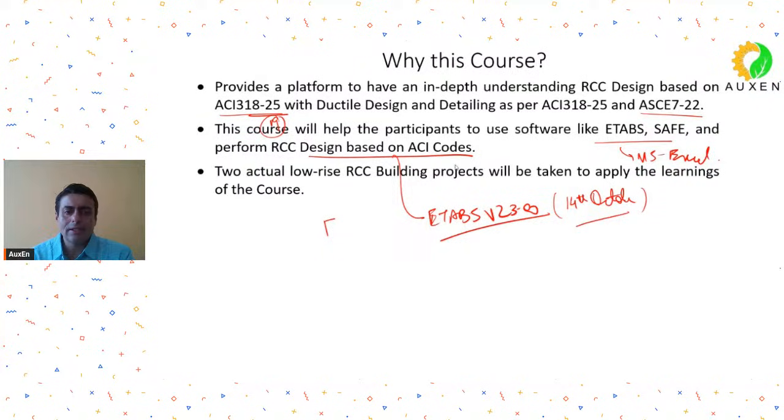But the good thing is that there is not a lot of difference in the design process between 318-19 and 318-25. So there is not much problem even if you are trying to do it by ACI 318-19. It won't be such a big issue. All right, but just keep in mind that only the recent version of ETABS that was launched has the 318-25. Otherwise, all the previous versions have the 318-19 edition in them.